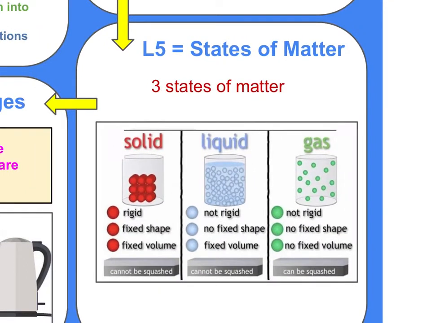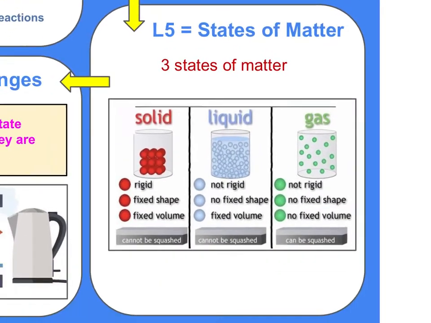Lesson 5 is on states of matter. There are 3 states of matter: solid, liquid, gas. We need to know that a solid is rigid, it's got a fixed shape and a fixed volume. Cannot be squashed.